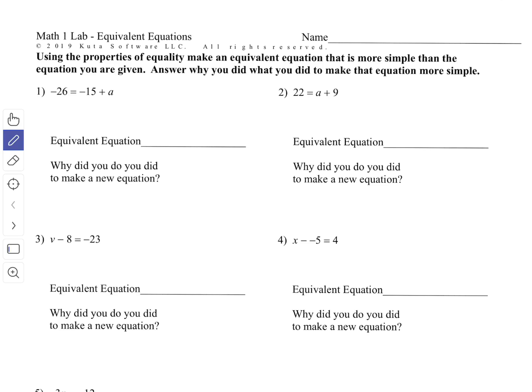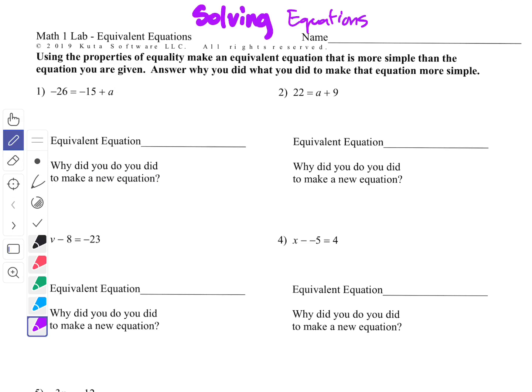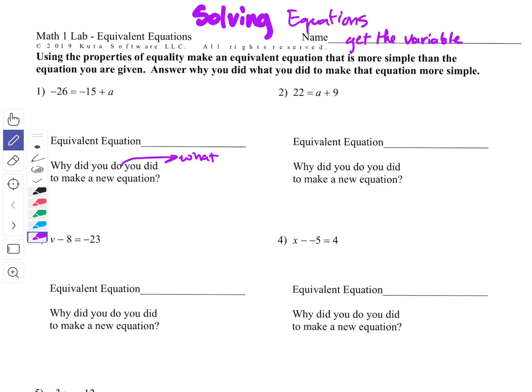So, okay, basically the idea with this assignment was that you created an equivalent equation. An equivalent equation is an equation that has the same answer but is a different equation. Generally what we do is we solve an equation by creating equivalent equations that are more and more simple until we get to the variable being by itself with a number, okay?